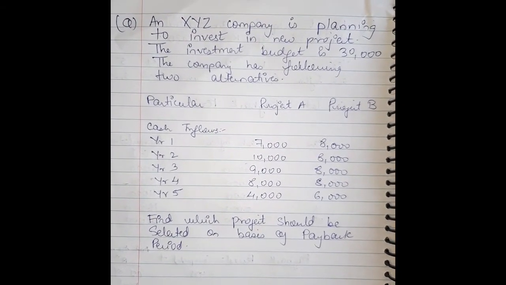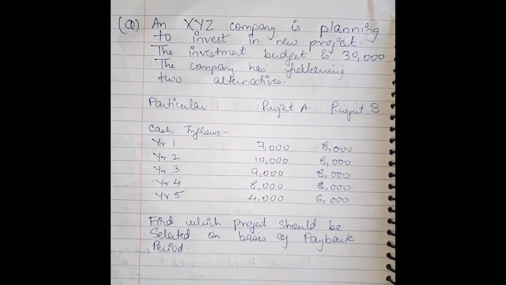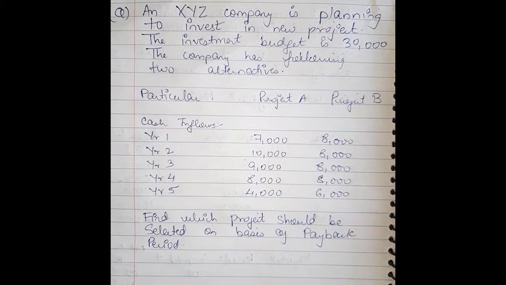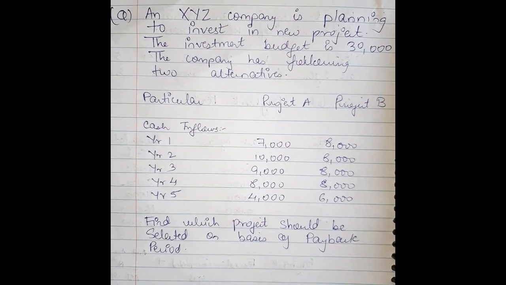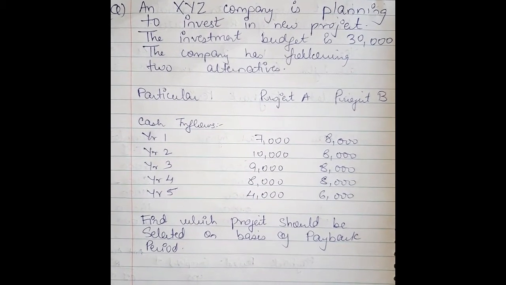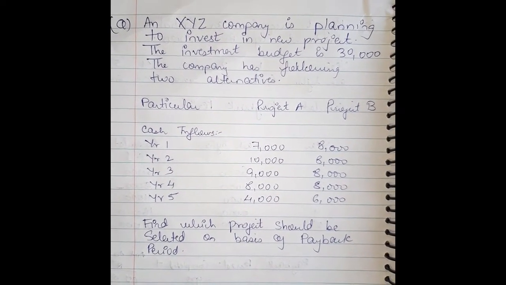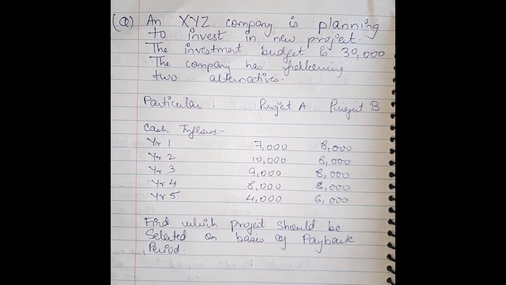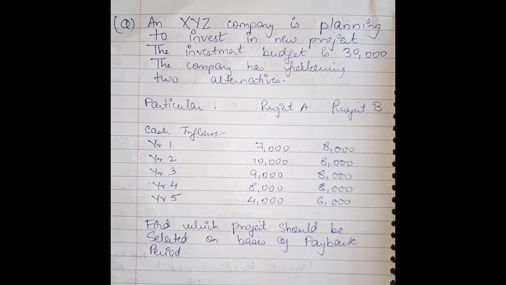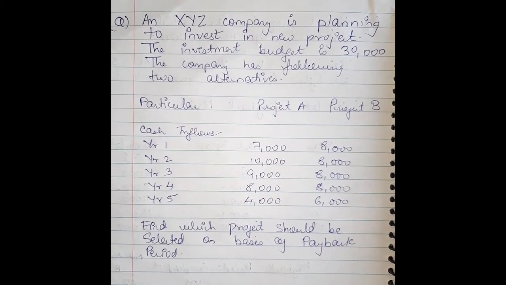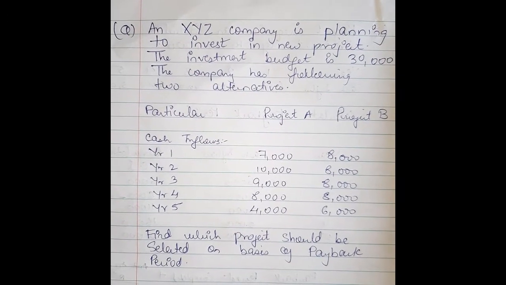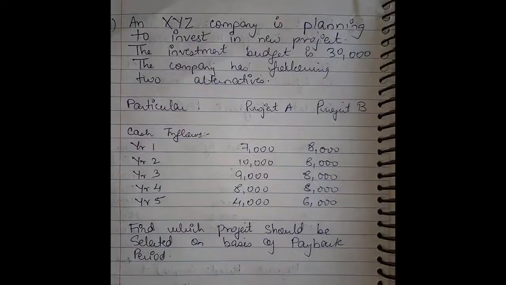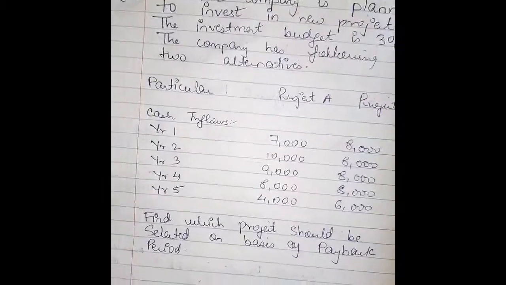An XYZ company is planning to invest in a new project. The investment budget is 30,000 rupees. The company has two alternatives, project A and B, and the respective cash inflows are given. We have to find which project should be selected on the basis of the payback period. As we have discussed earlier in the video, the company should select the project with the lower payback period. Now we'll see how to solve this sum.